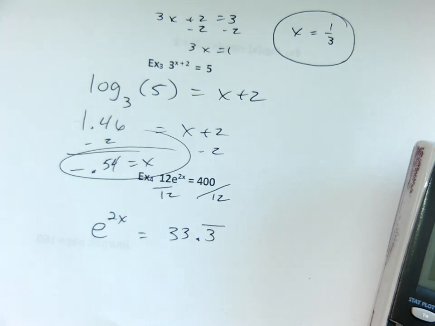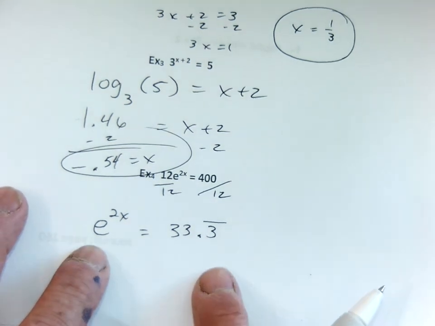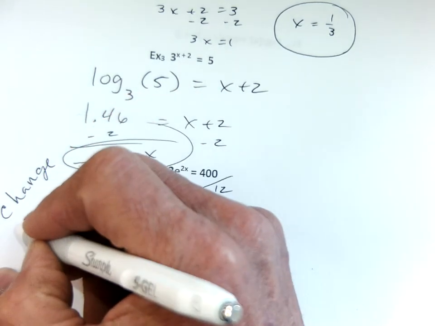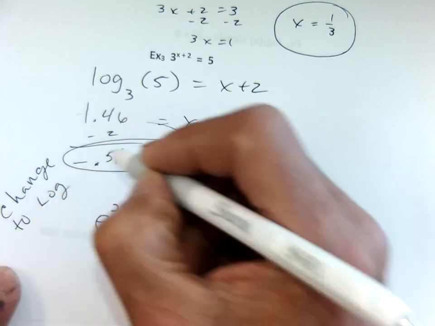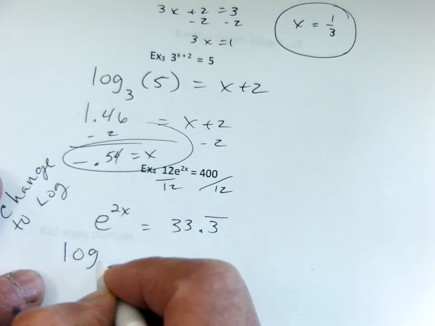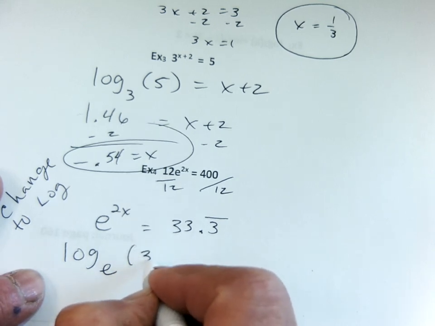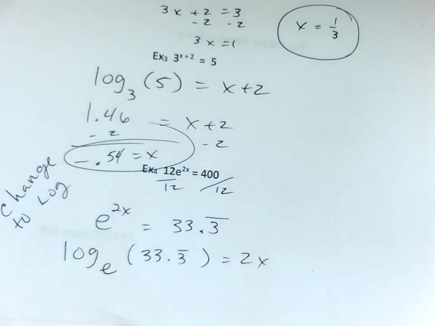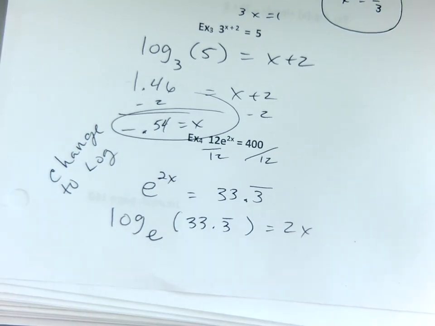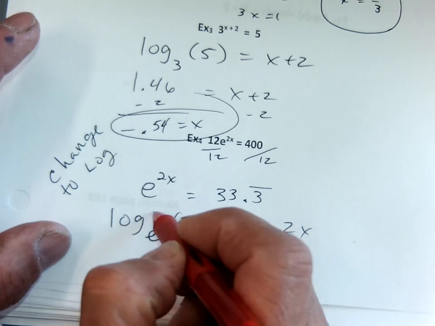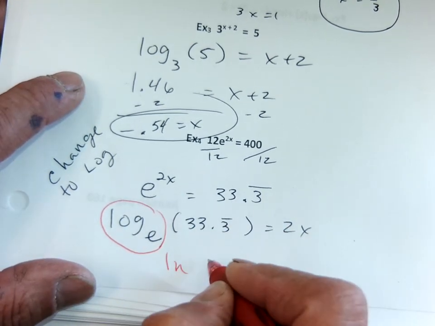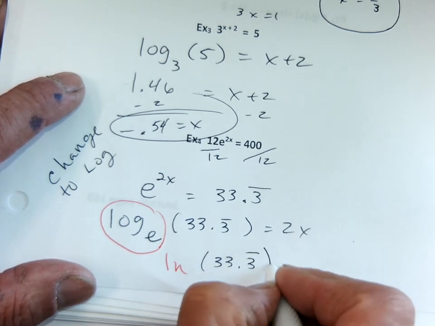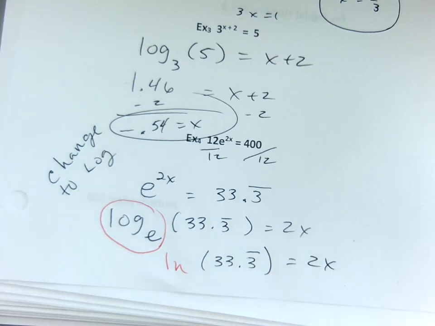Well, I need to change this to log form. So I'm going to go log base e of 33.3 repeating equals 2x. Now, log base e, that's a special button, isn't it? That's your ln. So log base e is ln, natural log, of 33.3 equals my 2x. Okay, everybody good on that, right?